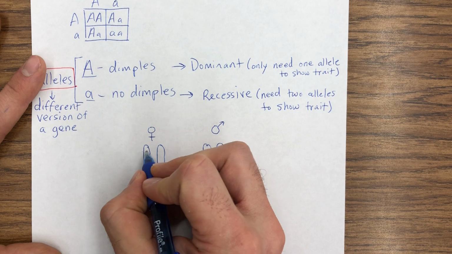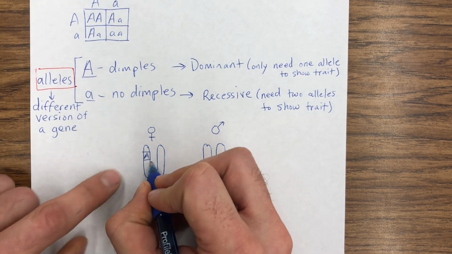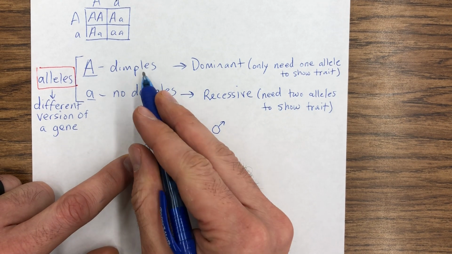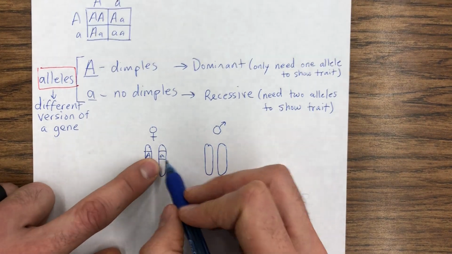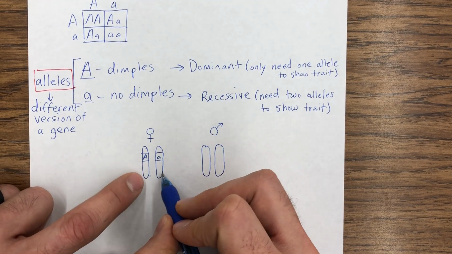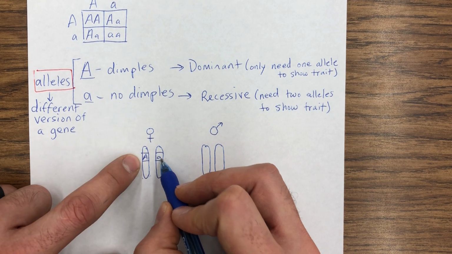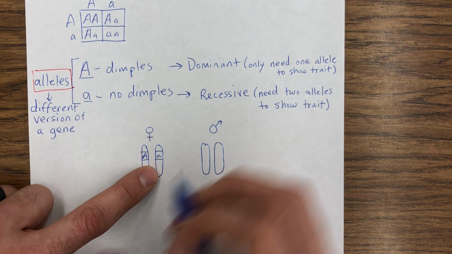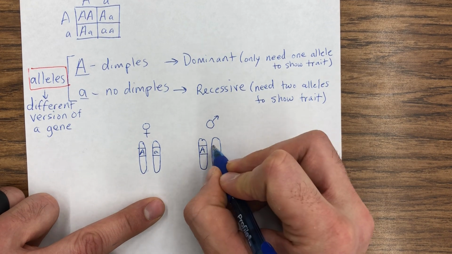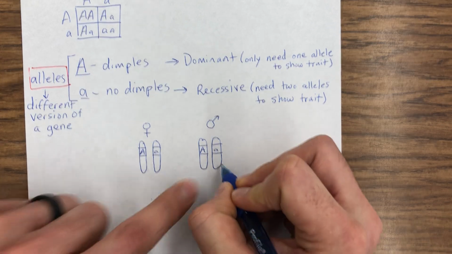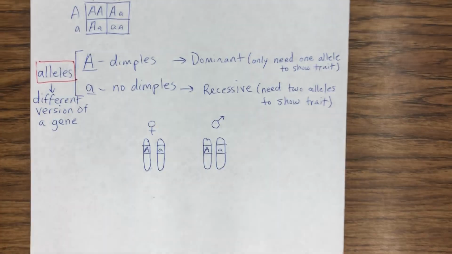So let's say that your mom has on here a big A allele, the version for dimples, and she also has a little a. Where did she get these two? Remember, this is a pair, so she gets this chromosome from her mom and this chromosome from her dad. And over here, let's say your dad just has the same combination. This pair, he got one from mom and one from dad.